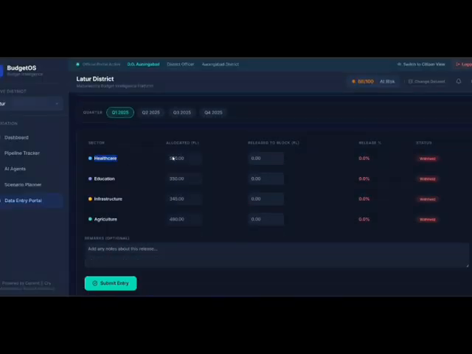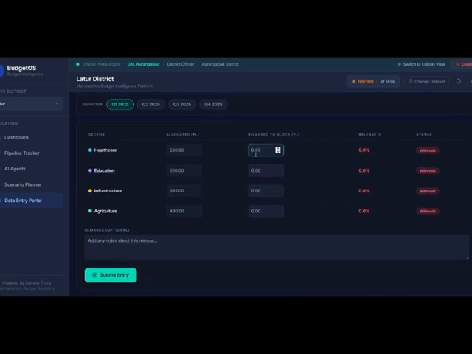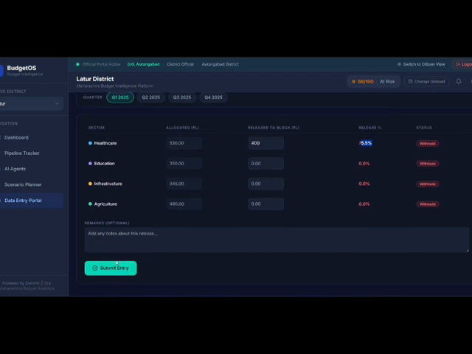Now the healthcare sector, and we enter 530 for the district. In the same district officer view, you can type how much money was used and passed down to the blocks. For example, it types 425, which is 75%, and then you can submit the entry. So this is the district officer's view. For each sector, I can enter exactly how much was used for the block officer in this quarter.